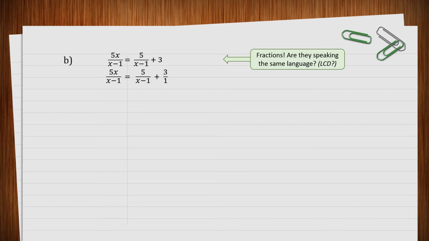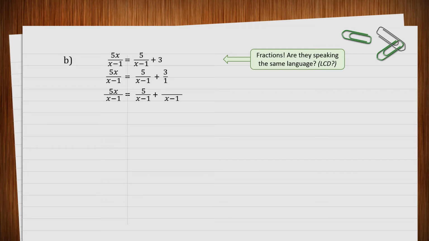Now, are all 3 terms written with a common denominator? No, they aren't. So we need to force all of them to have a common denominator, and in this case our common denominator is x minus 1. Looking at the first fraction on the left side, 5x over x minus 1 already has the common denominator, so the numerator will remain. The next fraction also already has the common denominator, so the numerator will stay.